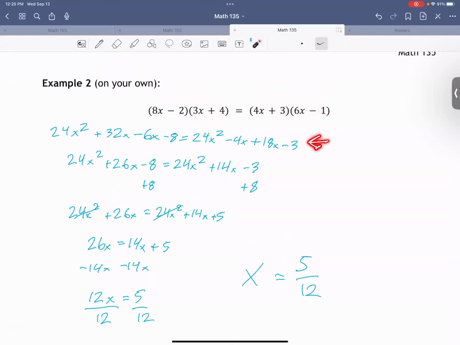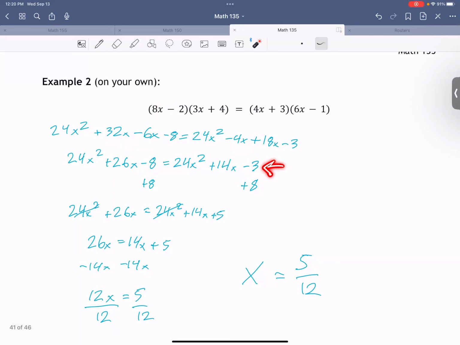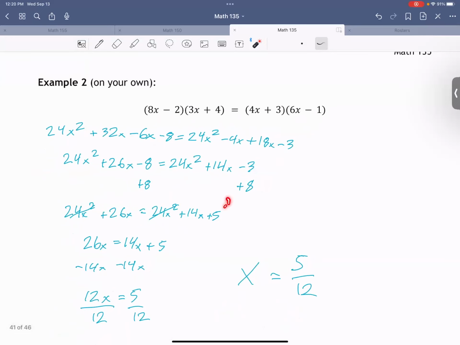Now, once we're here, I think what Liam did is he saw that there were two x terms next to each other. So he just added those x's together to get the 26x and the 14x. So now there's 1x squared, 1x, and one number on each side of the equation, okay? Once we're here, I think he added the 8 on both sides of the equation. So now we don't have a number on the left-hand side, but we do have a 5 on the right-hand side, okay? Once we're here, we notice there are two 24x squared terms, right? There's one on the left, there's one on the right. You can either subtract 24x squared on both sides, or you can just cross them out. So we're left with 26x on the left, 14x plus 5 on the right.